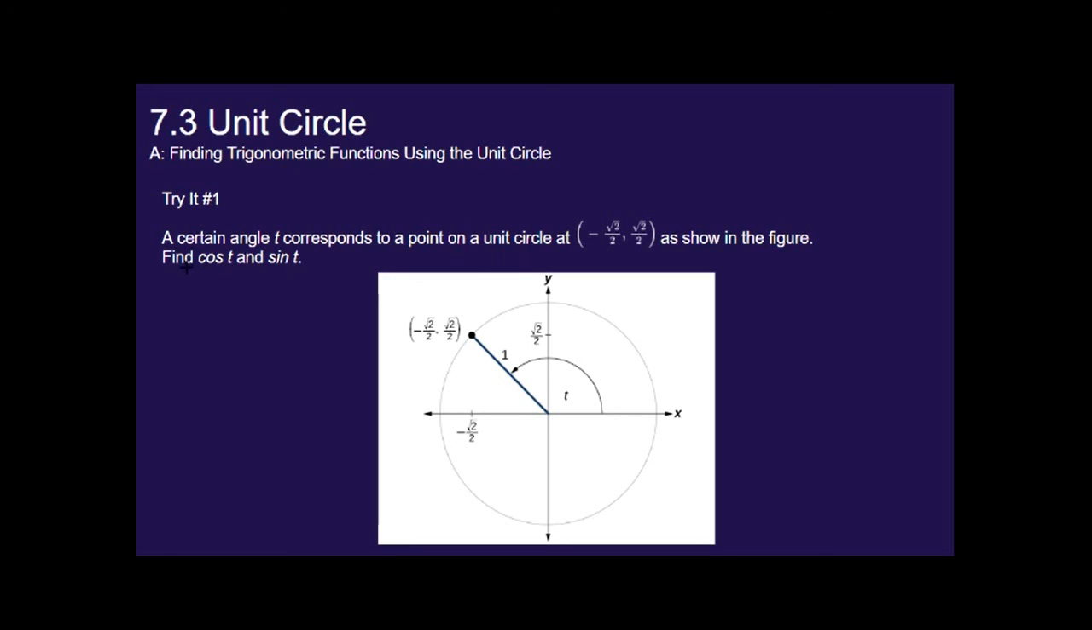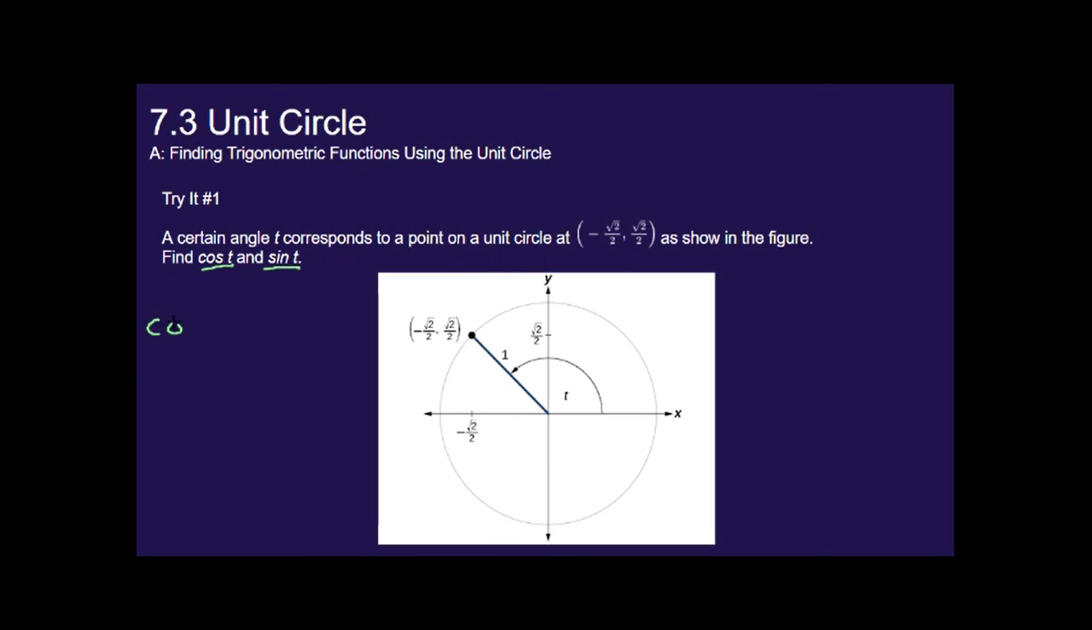Okay, let's go ahead and read it. A certain angle t corresponds to a point on a unit circle at negative square root of 2 divided by 2 and square root of 2 divided by 2, as shown in the figure. Find cosine of t and sine t.